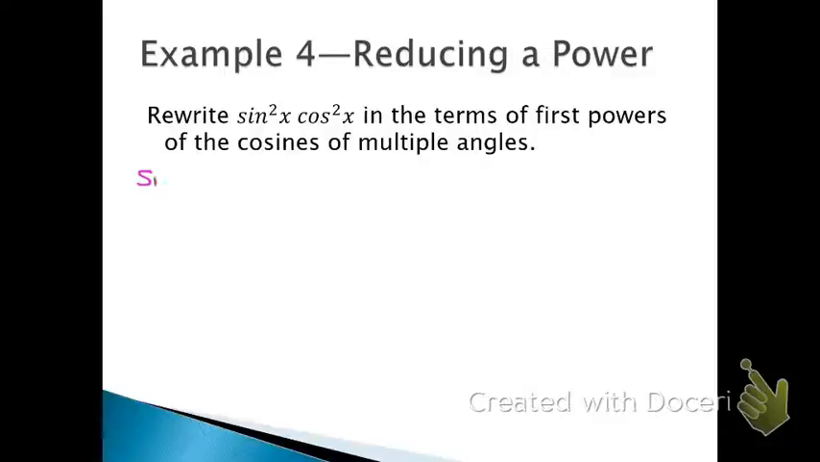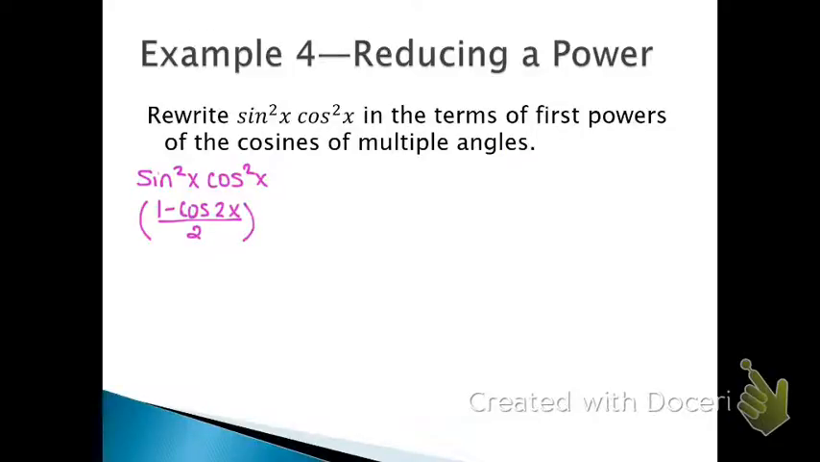Well, first we're doing sine squared of x, cosine squared of x. Is there a way that I can take sine squared and get it to be a first power of cosine? Yes. How? 1 minus cosine 2u over 2. The power reducing formulas on the previous slide show that sine squared of u is equal to 1 minus cosine of 2u over 2, so in this case I'm going to use x.